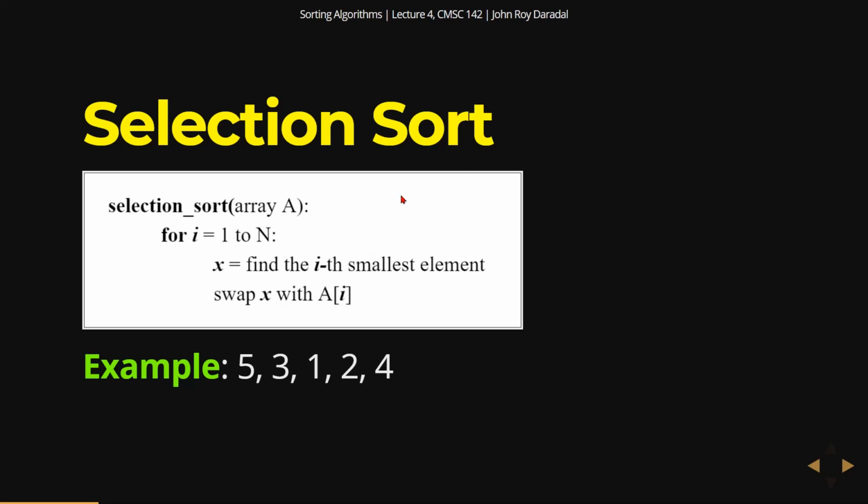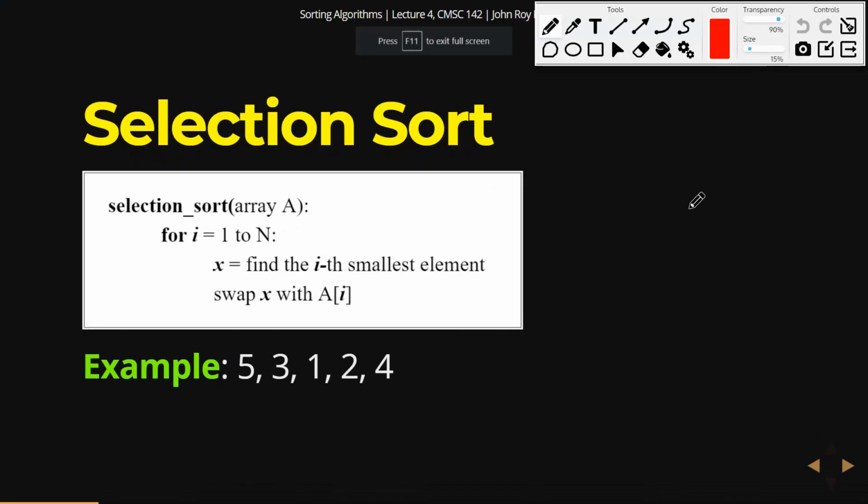Okay, so let's see an example of that one. If our input array consists of 5, 3, 1, 2, and 4, what we'll do is first find the first smallest element, and that would be 1, right? So we'll swap 1 with the first item in the array, which is 5. So that would be 1, 3, 5, 2, 4. So we basically swap these two. And now this part here is already sorted. So we'll continue with the rest, which is this one.